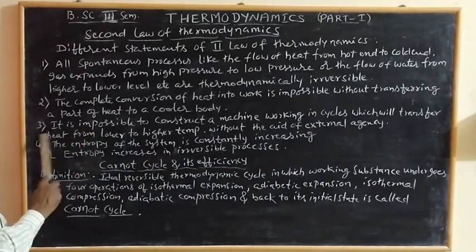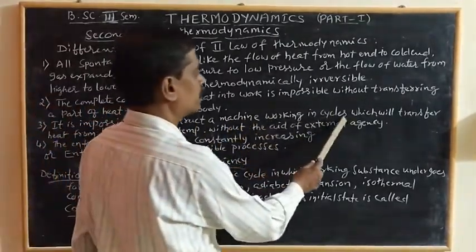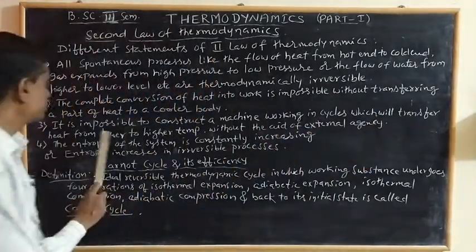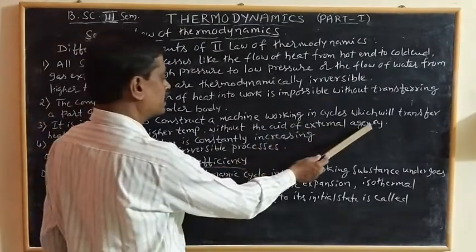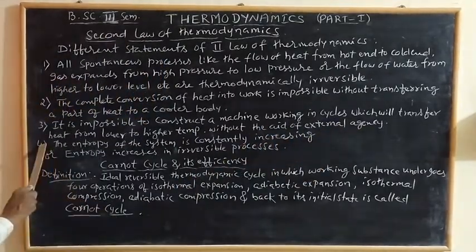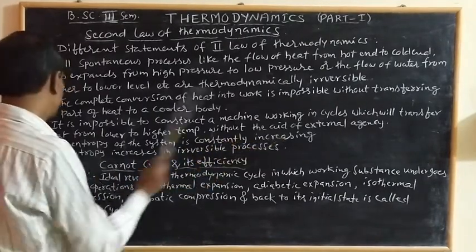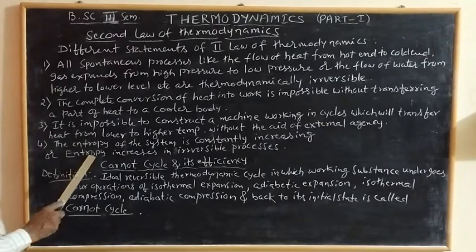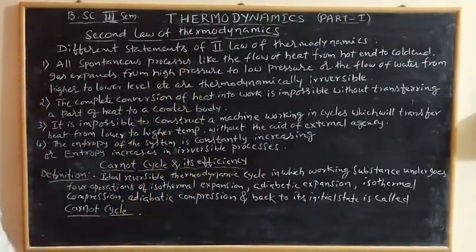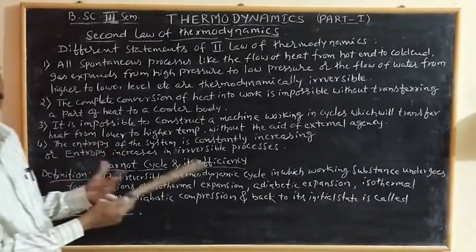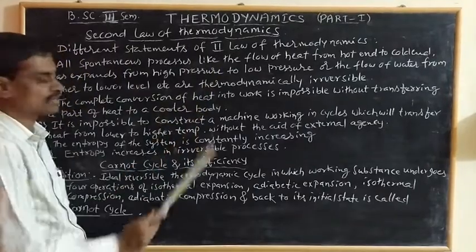Third, it is impossible to construct a machine working in cycles which will transfer heat from lower to higher temperature without the aid of an external agency. Or you can write the fourth one: the entropy of the system is constantly increasing, or in another form, entropy increases in irreversible processes. Among these four, whichever is easier for you, you can write in the examination for 2 marks. That is the second law of thermodynamics, different statements.